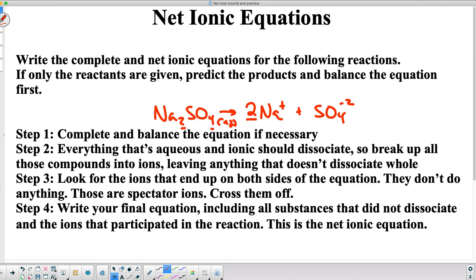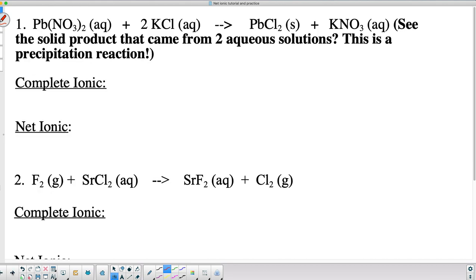So what you're left with after you cross off in step number 3 is you write everything down that you still have that you haven't crossed off, and that's your net ionic equation. Okay, so this is the net ionic equation, the parts that have not been crossed off. Let me show you an example and show you what's going on.